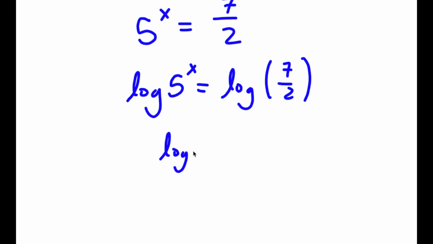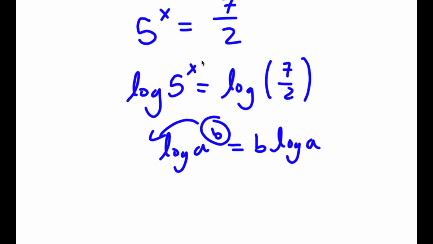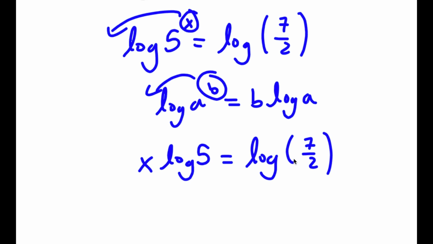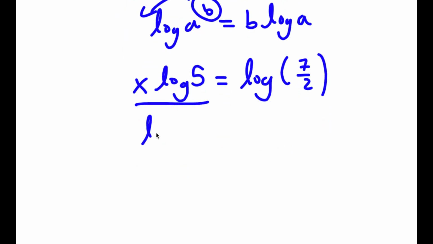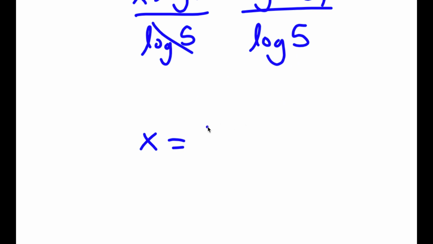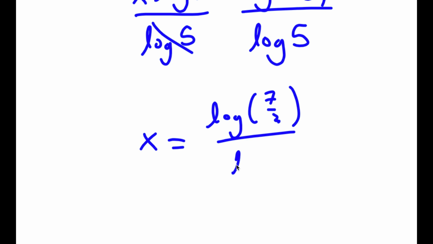If I have something in the form log a to the power of b, I can move this exponent b to the front. So this is equal to b times log a. So in this case, log 5 to the power of x, I can move x to the front. So now I have x times log 5 is equal to log 7 over 2. Now if I divide both sides by log 5, these two cancel out, and I get x is equal to log of 7 over 2 over log 5.